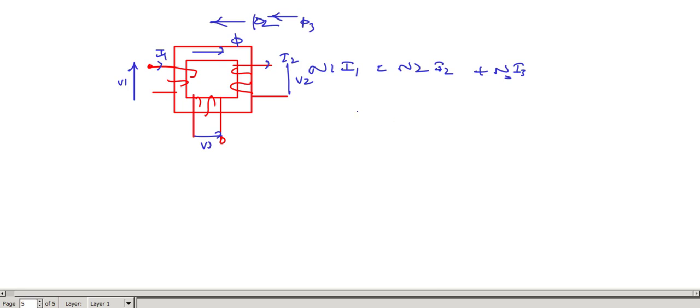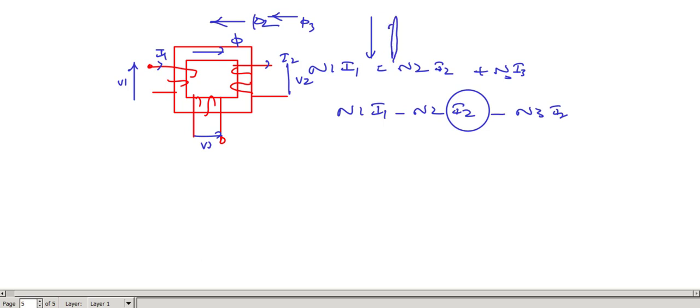Okay, so the MMF balance is N1 I1, I can write N2 I2 minus N3 I3. If I take I2 as negative, I have taken it in this direction. If I take the reference normal direction, I will get plus I2. So here the current direction is very important in an autotransformer.